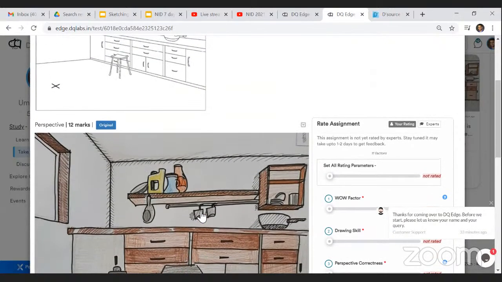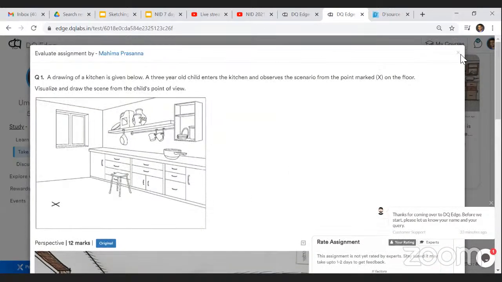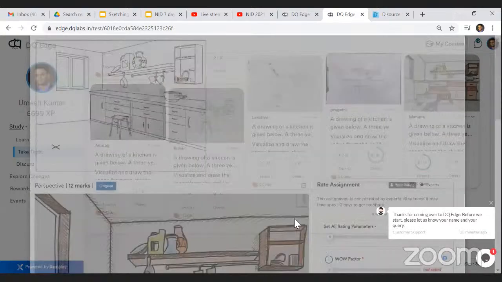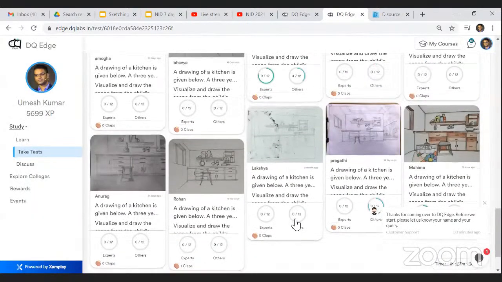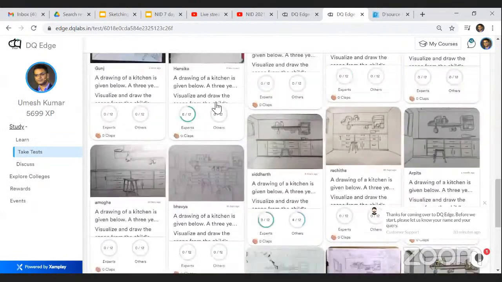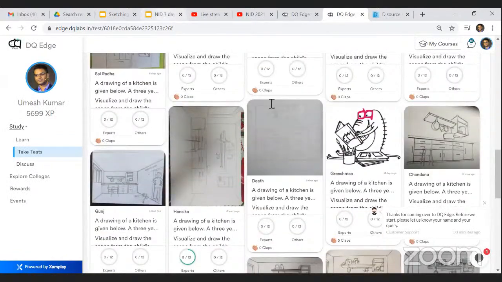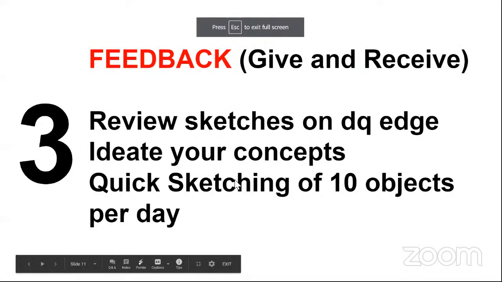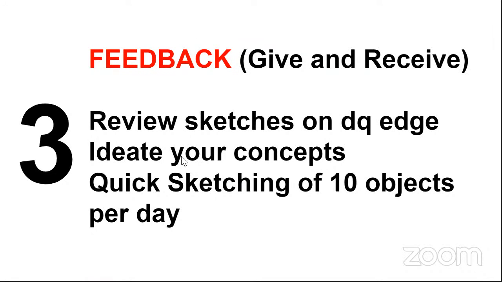Okay, so these are very sensitive comments and information that you can gain when you review the sketches. So very important, please review the sketches of yours and also others. Once you review the sketches, ideate your own concepts. If I were that student, if I had to do that particular sketch, how would I do it? And quickly doodle it, quickly sketch that out.